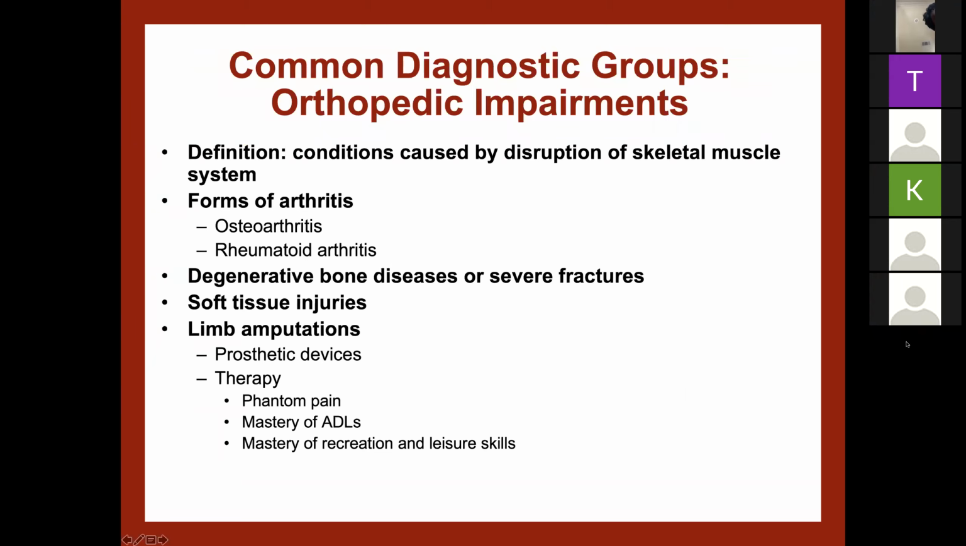So the two groups, like I said, we're going to talk about orthopedic and neurological. Obviously know the difference between orthopedic impairments and neurological impairments. That will be a key. I'm sure that will be on the test at some point. Orthopedic impairments are just caused by disruptions of the skeletal muscle system.